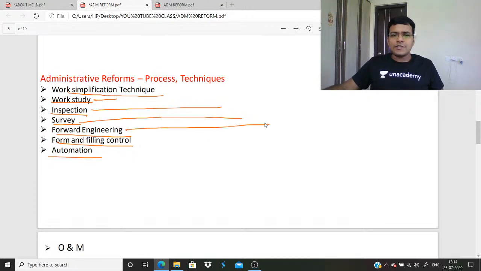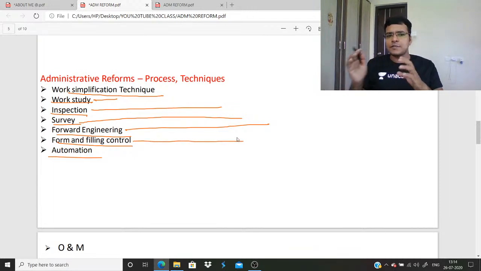Forward engineering. Listen, forward engineering means it is a futuristic project. I am giving you an example: the car company finds that in future diesel vehicles will be obsolete. So the sooner they turn to petrol and electric, the sooner they will get more profit. So it is known as forward engineering. You visualize the future and you work according to that.